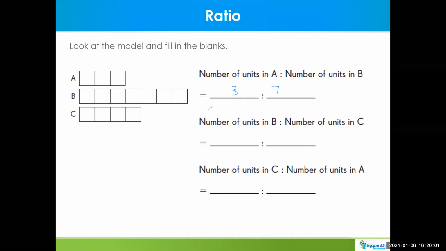All right. Aditi, can you do the second one? What's the number of units in B to the number of units in C? 7 to 4. Nice work, 7 to 4. And number of units in C to number of units in A. So here we have 4, and here we have 3. So it's 4 is to 3. All right, so this is easy peasy. Let's move on to the other questions.